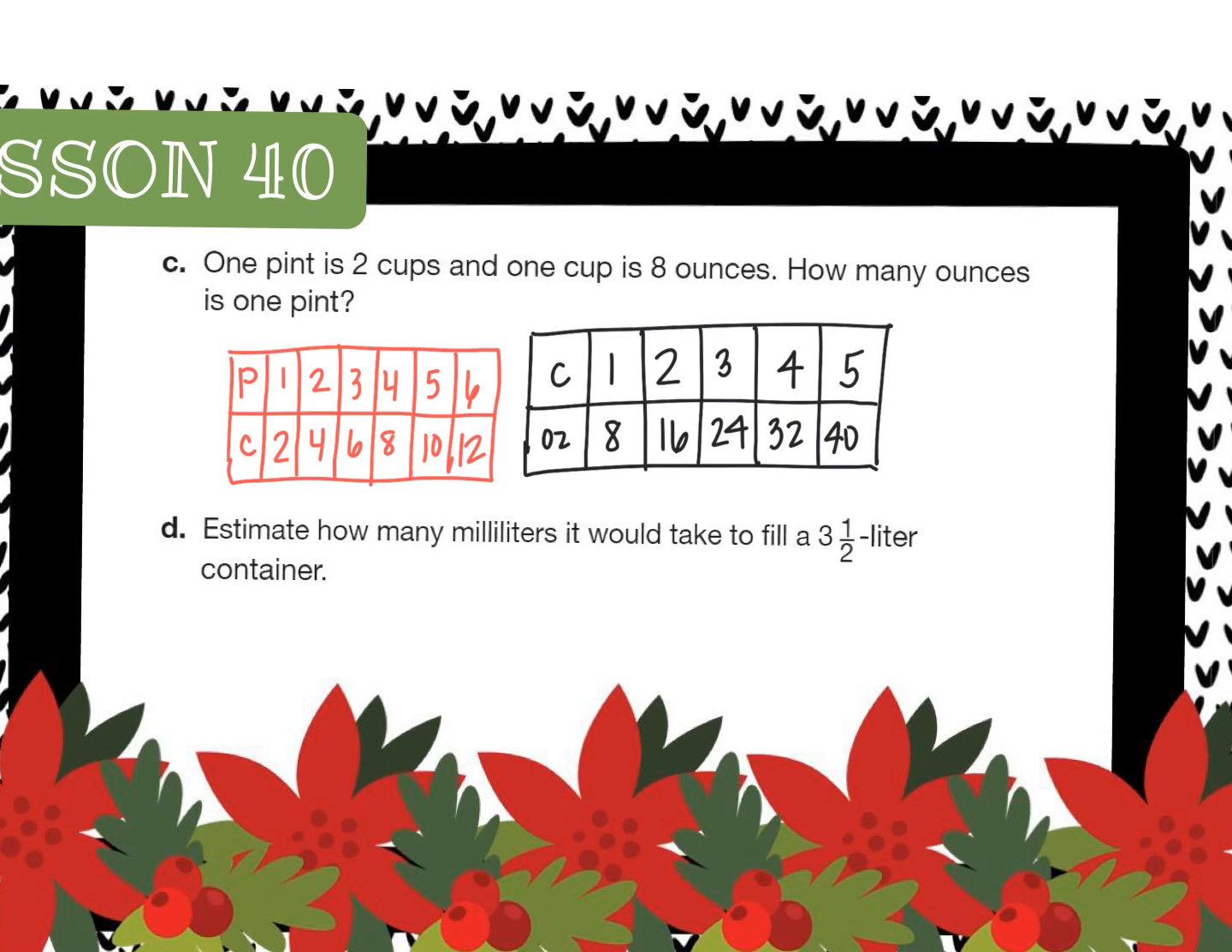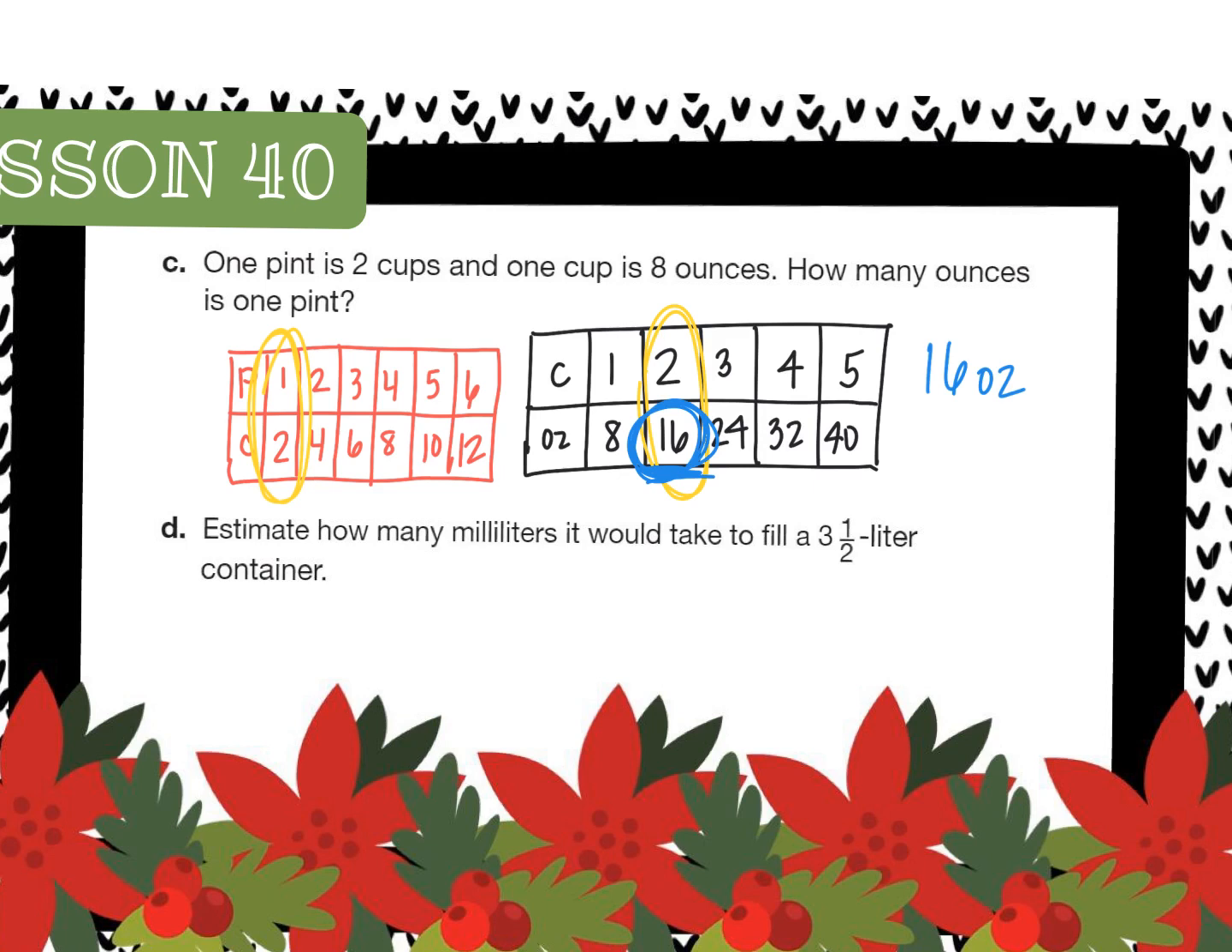Now the question says, how many ounces is 1 pint? Okay, so let's look at 1 pint. I'm looking right here at 1 pint is how many cups? 2. Okay, so I'm looking at cups. Now I can compare. I've got 2 cups, which is how many ounces? 16. So how many ounces is 1 pint? 16 ounces. Okay, see how my tables help me organize that information, and then I'm able to use both tables to figure out my answer.